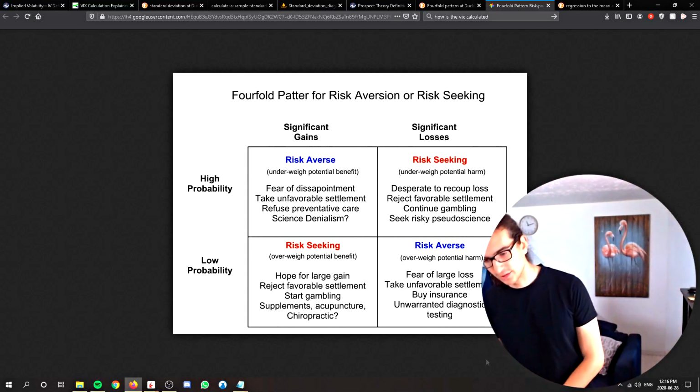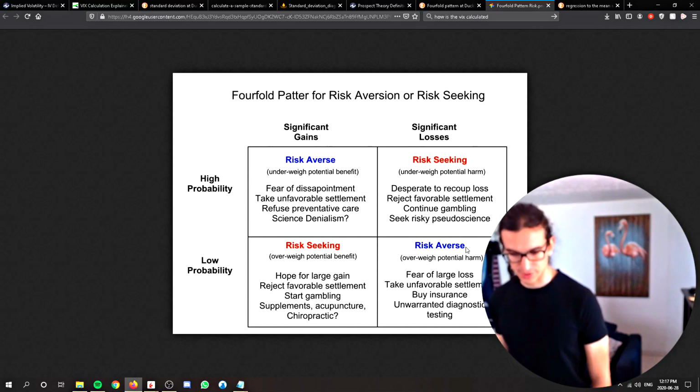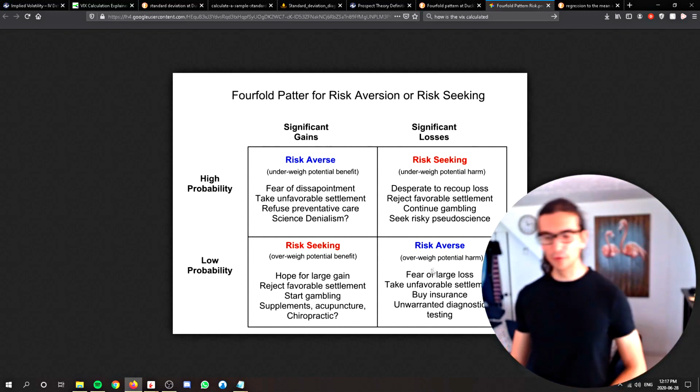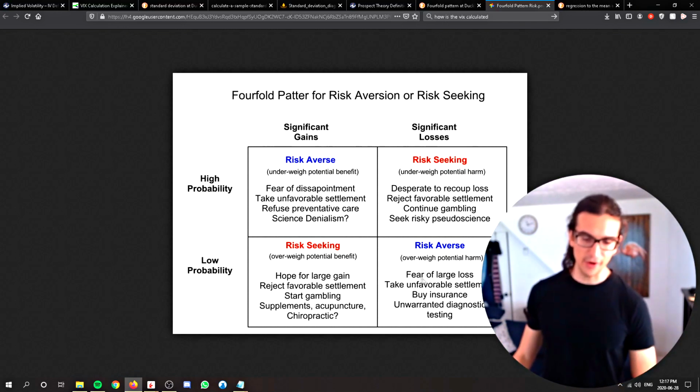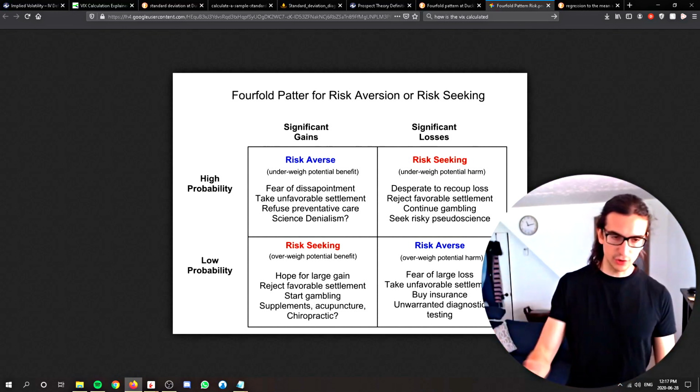All right, let's get to the next one here, which is the low probability to have a significant loss. In this case, we tend to be risk averse, aka we buy insurance. So we overweigh the potential harm, the fear of a large loss. We take unfavorable settlement. So this is where your insurance buyers are.